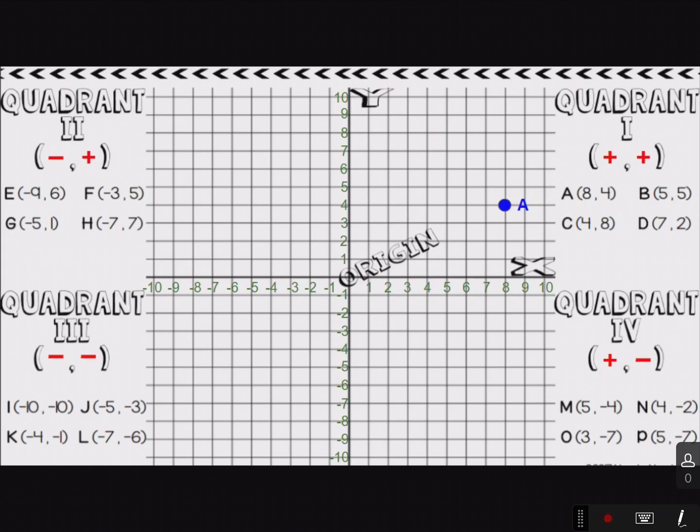Let's go ahead and do this again with point B. We're going to do 5, 5. So we're going to start at the origin. We're going to go 5 on the x-axis towards the positive side. And then we're going to go 5 up on the y-axis. We're going to mark our point and label it B.